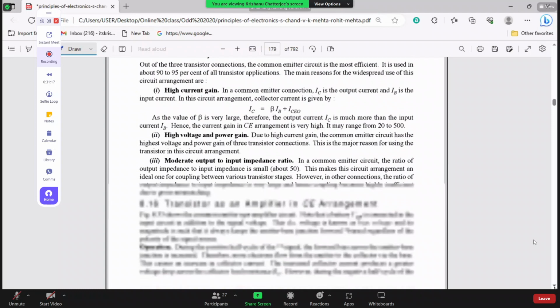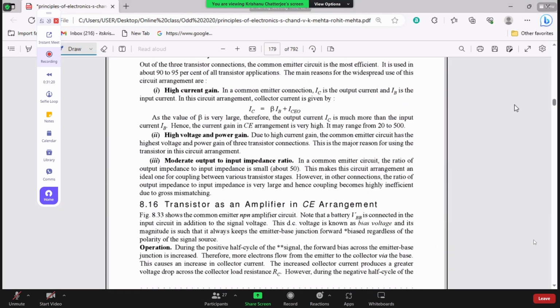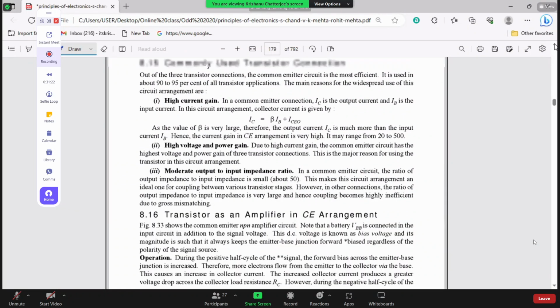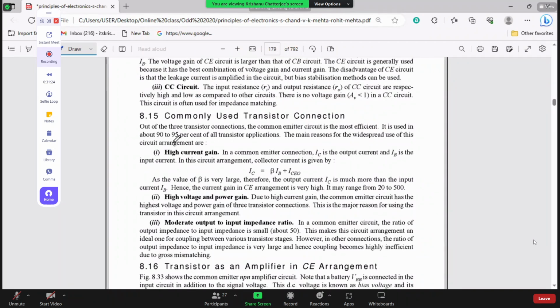Only use transistor connection. See, here it is written: 90 to 95% of all the transistor applications are the CE application, and it is the most efficient. And why? Because it has a high current gain, it has a high voltage and power gain, it has a moderate output to input impedance ratio. And for these three reasons, we find that the CE configuration is the most suitable in maximum cases.